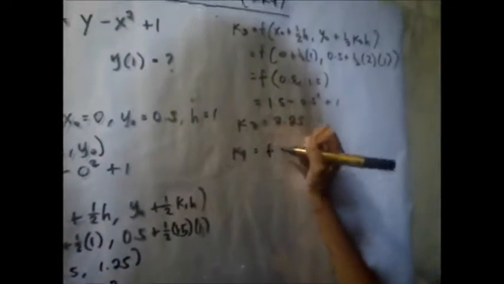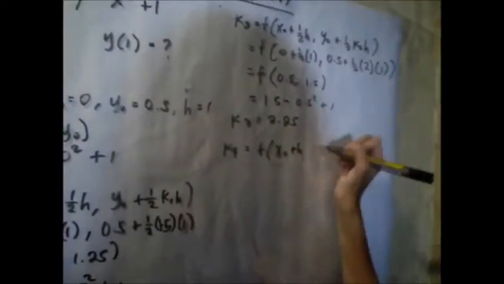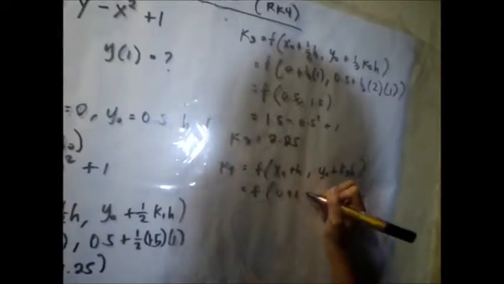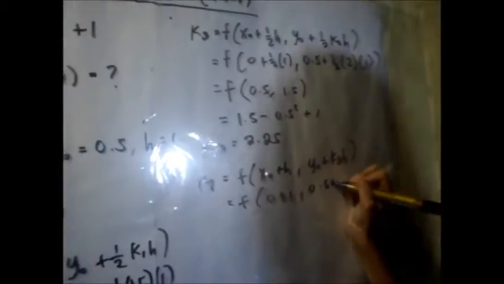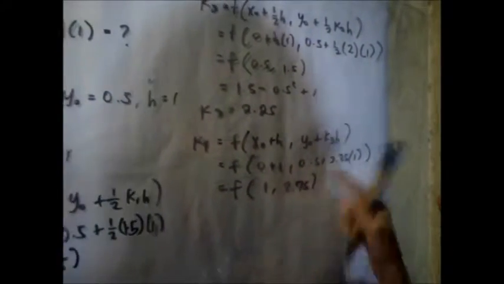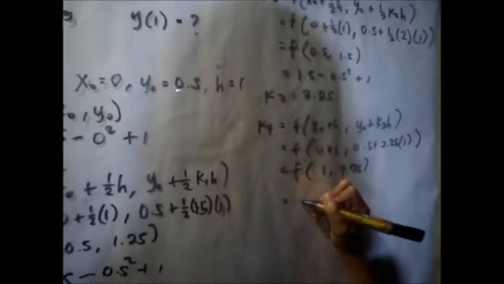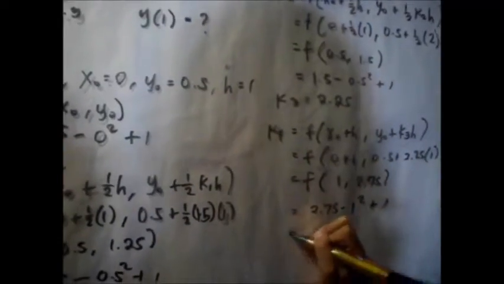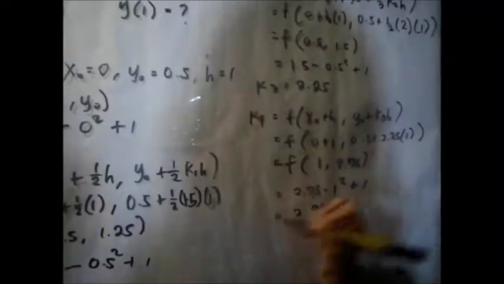So, for the last one, we have k4. So, we have f of x sub 0 plus h, comma, y sub 0 plus k3 times h. So, again, substitute. We have 0 plus 1, comma, then 0.5 plus 2.25 times 1. So, for the x, we have 1, then 2.75 for the y. Again, substitute these values. So, we have 2.75 minus 1 squared plus 1. So, we have 2.75 for the k4.